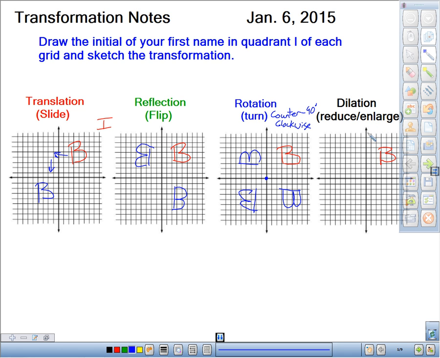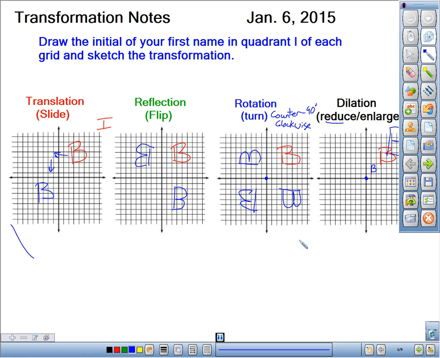So what we're going to do here is reduce the size of our B, so I'm going to make it smaller. Now again, dilations also need a point that you're either reducing towards or enlarging from, and again, we always assume that that's the origin unless we're told otherwise. Notice my B appears to kind of move closer to the origin, but it's also smaller. If I wanted to enlarge it, for example, if I wanted to draw a bigger B, notice it's going to appear farther away from the origin. All right? So these are each of our transformations.